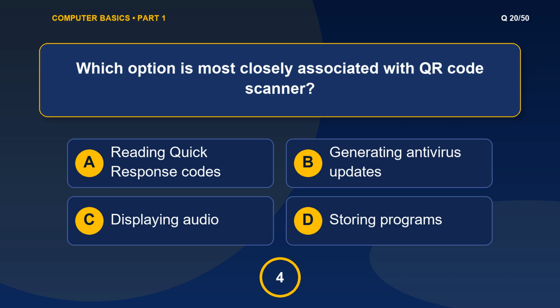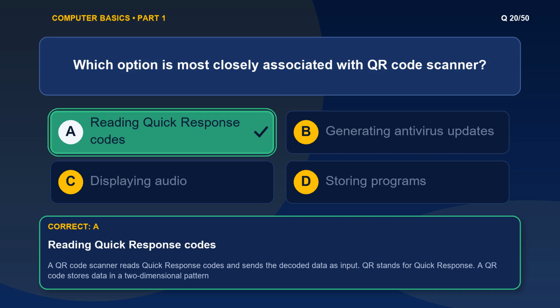Which option is most closely associated with QR code scanner? Option A. Reading quick response codes. Option B. Generating antivirus updates. Option C. Displaying audio. Option D. Storing programs. A QR code scanner reads quick response codes and sends the decoded data as input. QR stands for quick response. A QR code stores data in a two-dimensional pattern.